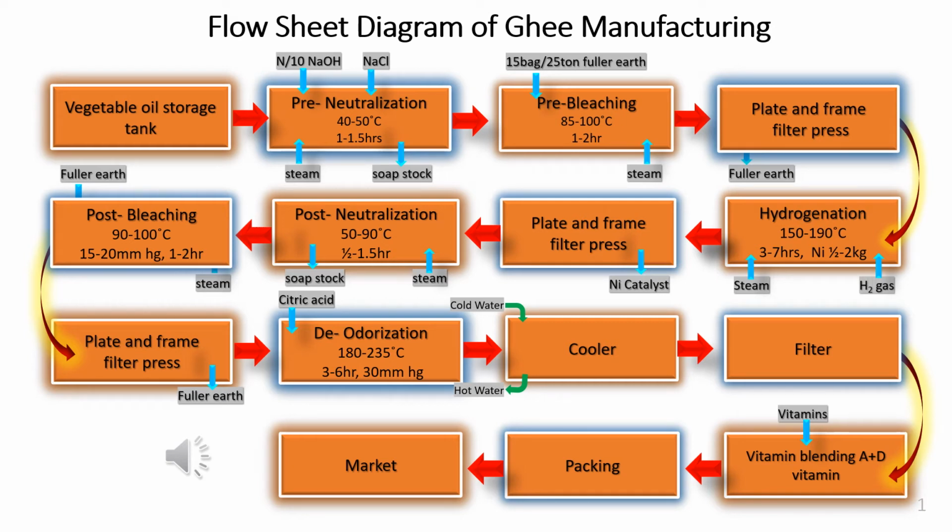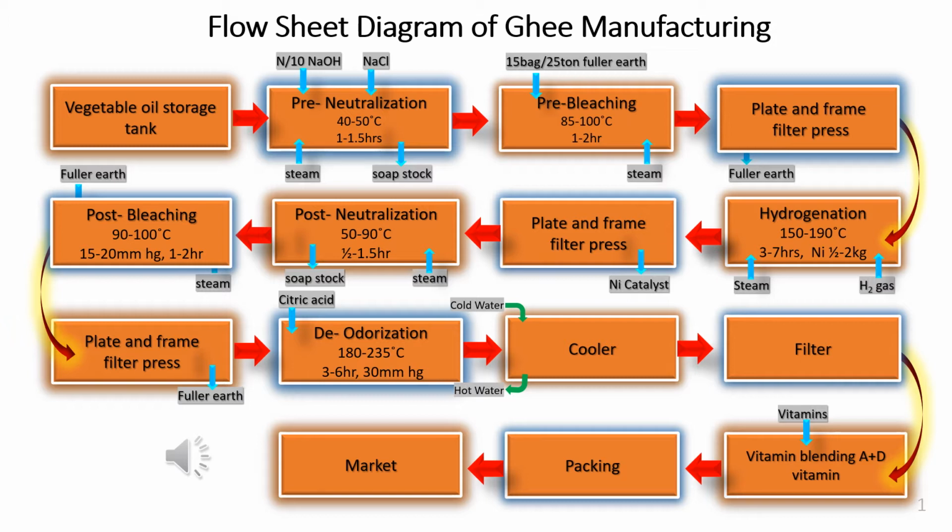Flowsheet diagram of ghee manufacturing. In this flowsheet diagram, you will learn about the manufacturing of ghee and which steps take place under the manufacturing of ghee. The first step to manufacture the ghee is the pre-neutralization section.